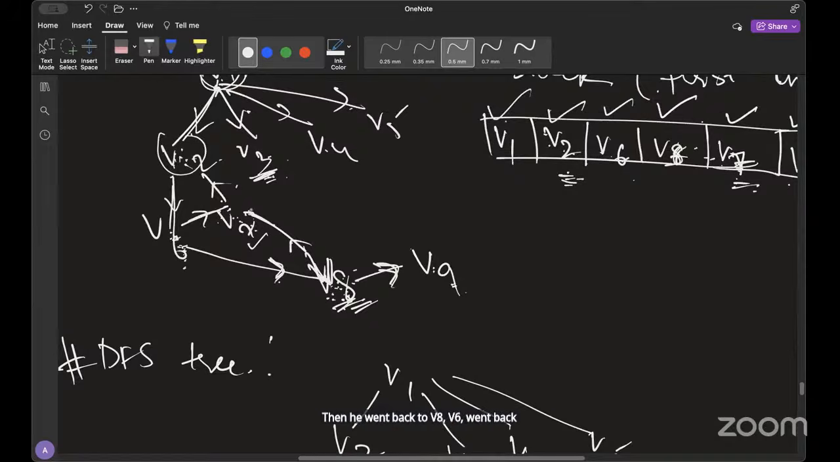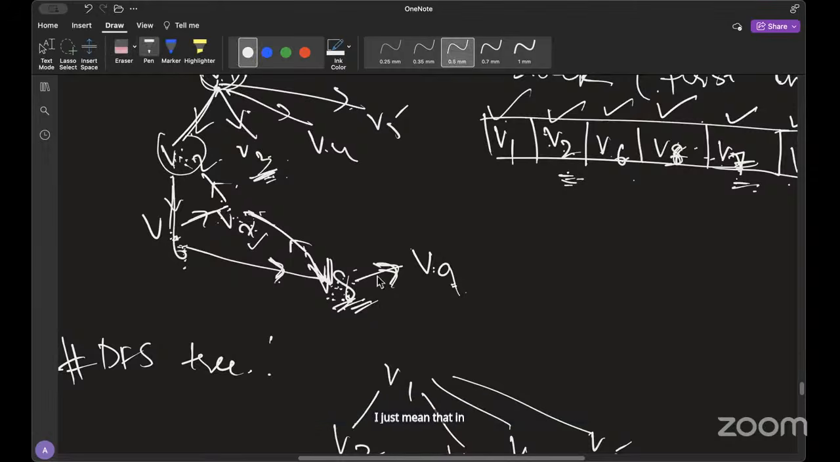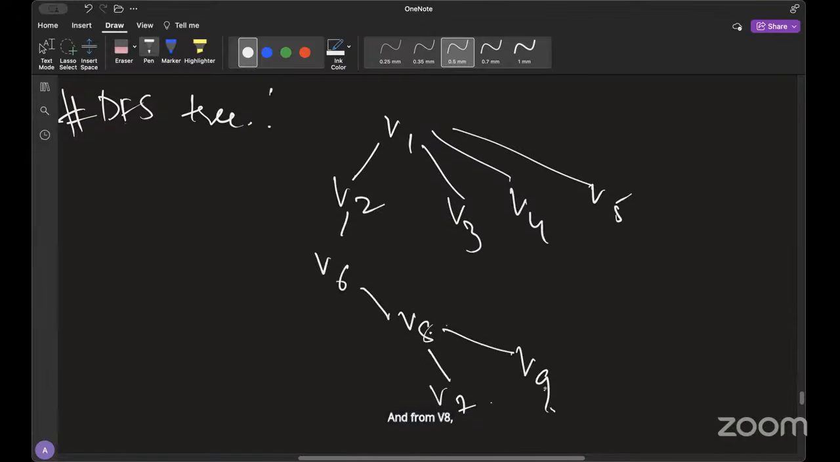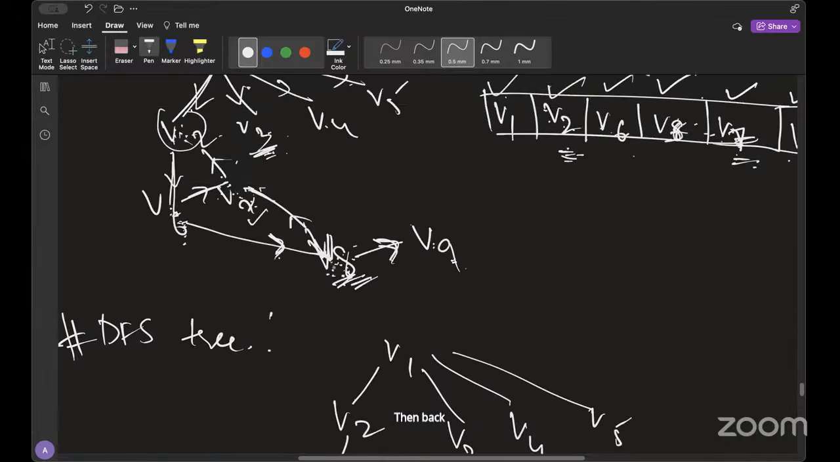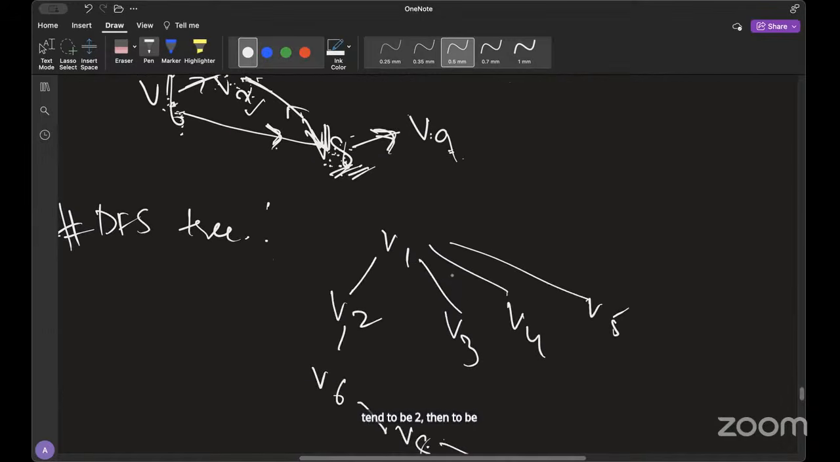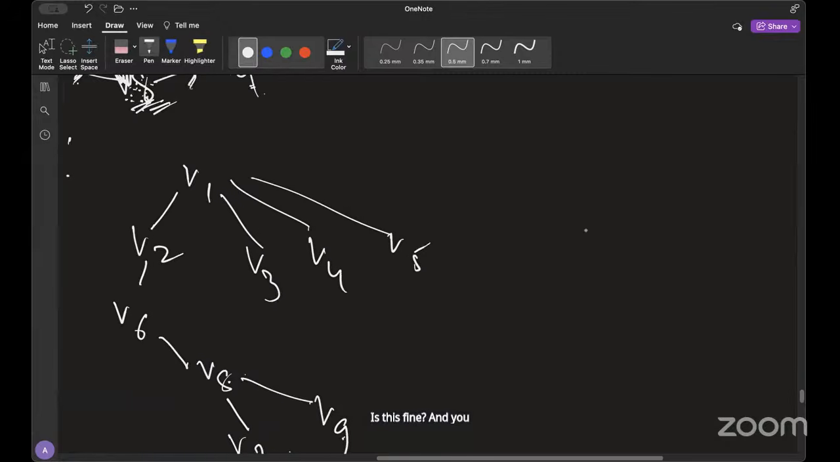By went back, I don't mean that you go from here to here. I just mean that in the stack, you chose V8 next. Then from V8, you went to V9, then back to V8, back to V6, because V6, V8, all of these are explored. Then from V6, because it's explored, to V2, then to V1, and then V3, V4, V5 in this manner. Is this fine?